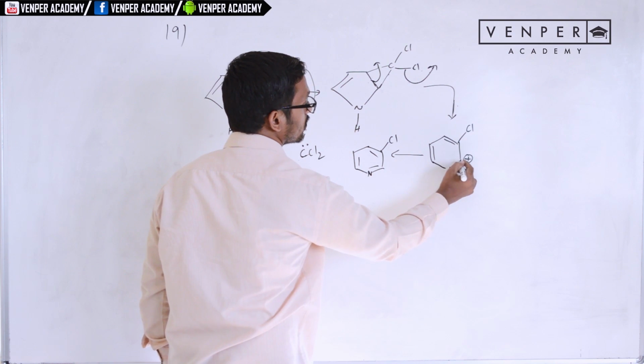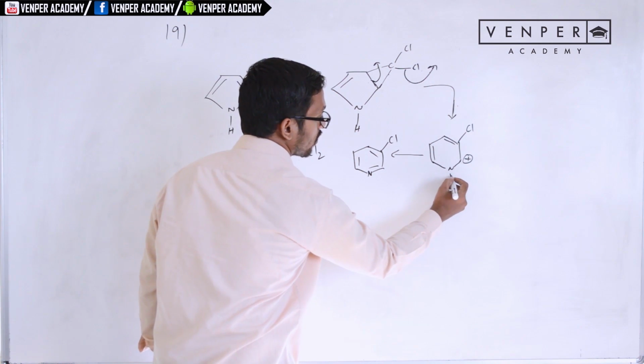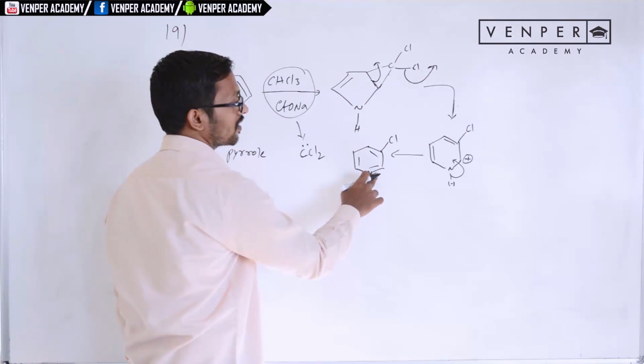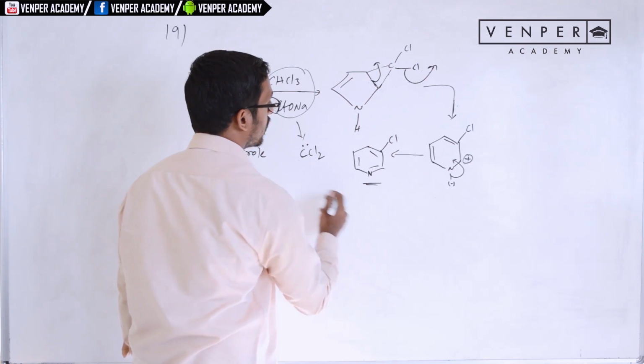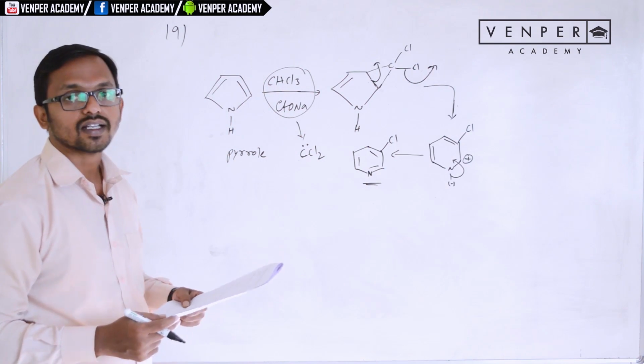And here this compound has the positive charge here and this hydrogen nitrogen bond will shift to here, then we will get the double bond here. So this is the compound that we are getting in this reaction. So that is the reason why option C is the correct answer.